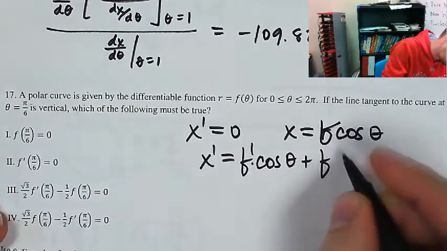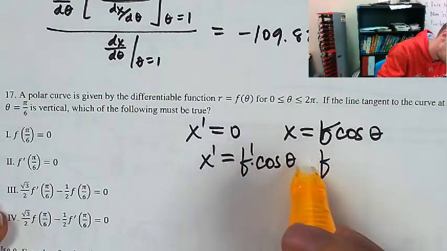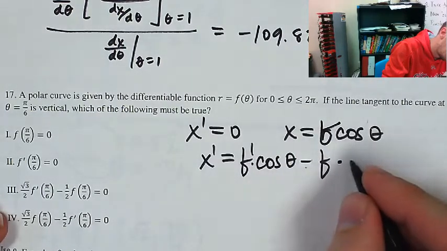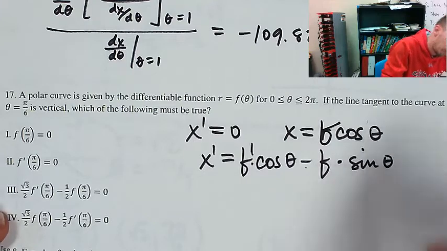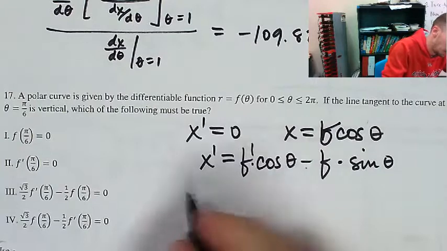Then leave f the same and multiply by the derivative of cosine, which is negative sine. I usually remember not to put in the plus. Not that time. F times sine theta. Okay? And so when I plug in pi over 6, that had better equal 0.